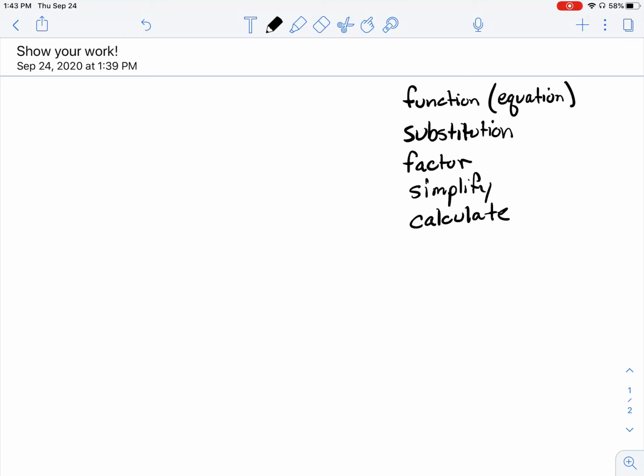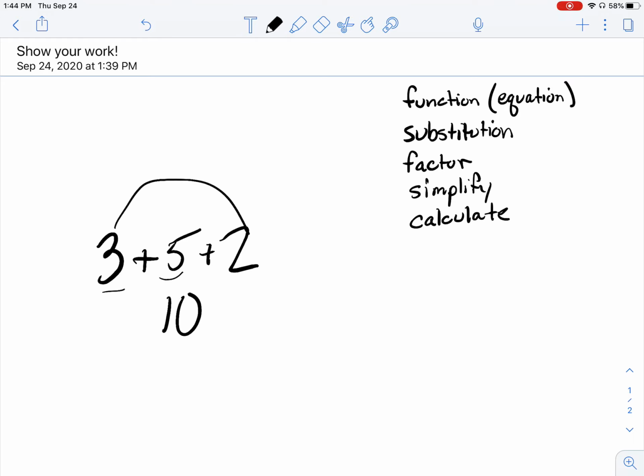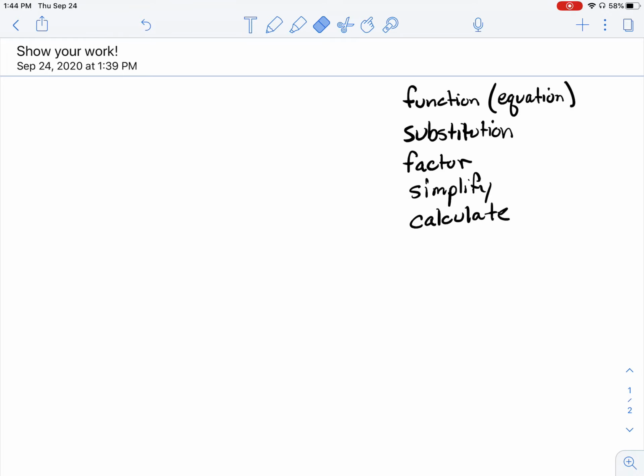Like if I'm going to do a math problem, it's 3 plus 5 plus 2. I could say, oh gee, that's 10, because now I can kind of do this in my head. 3 plus 5 is 8. 8 plus 2 is 10. Or I see 3 and 2 is 5, plus 5 is 10. However I do it, that's a pretty simple problem, and I'm like, I don't need to show my work.